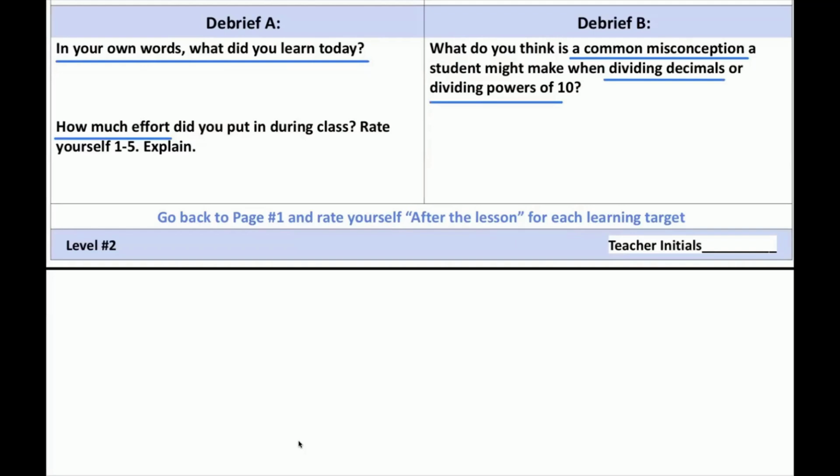Once you've answered all of the questions on page 6, you're going to go back to page number 1, and you're going to rate yourself on our learning targets after the lesson. Now that we've gotten more practice, how confident are you? 1 through 5. 1 is the least confident, 5 is the most confident. Once you finish page 6 and rated yourself on our learning targets on page 1, check in with your teacher to get additional feedback.